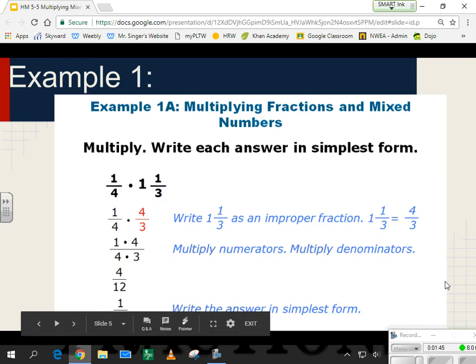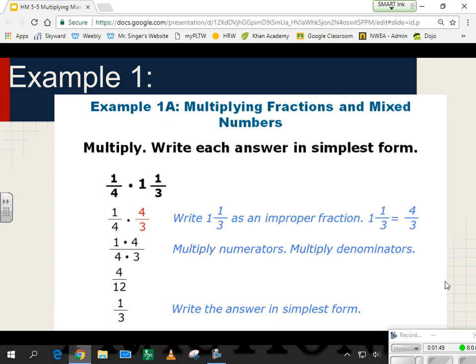So here's a scenario, 1/4 times 1 and 1/3. This is how we go ahead and solve it. So the first thing you have to do is you have to turn the mixed number into an improper fraction. So 3 times 1 is 3, plus 1 is 4. So that's how we get 4/3. And then from here, you multiply the numerators and you multiply the denominators. 1 times 4 is 4. 4 times 3 is 12.